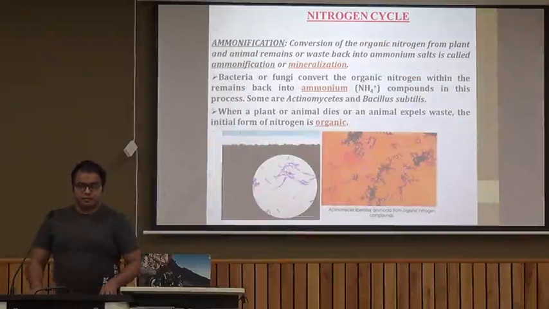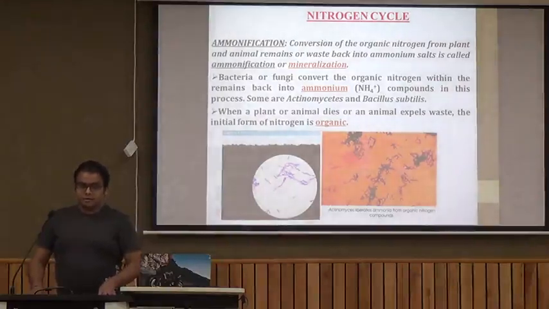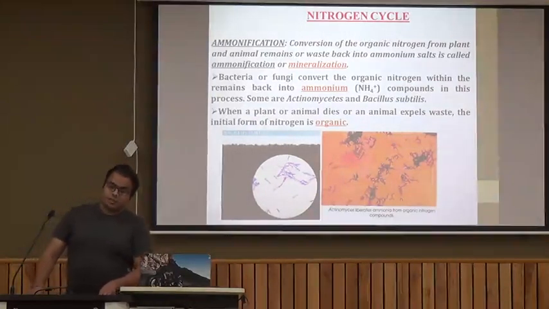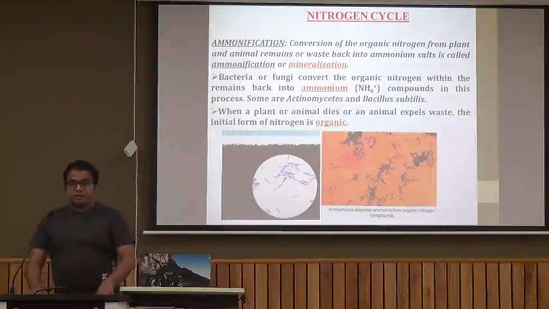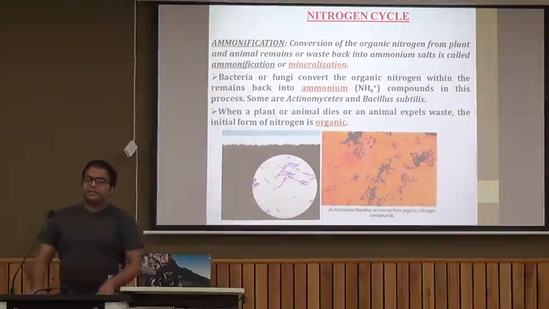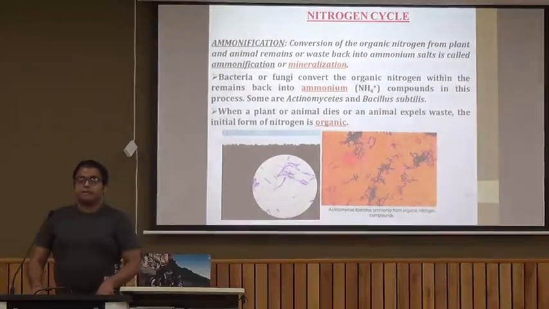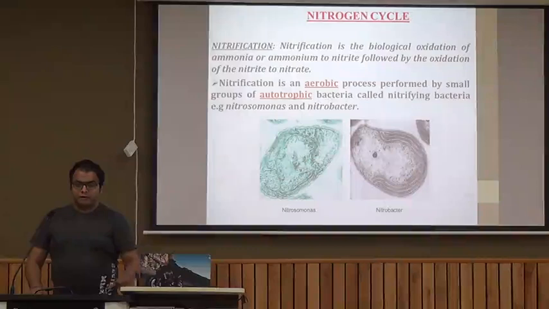Next step is ammonification. Now, in this step, the organic nitrogen from plant and animal remains or waste turns back into ammonium salts, and it is called ammonification or mineralization. This also involves bacteria and fungus which convert organic nitrogen within remains into ammonium compounds, and this involves bacteria, especially Actinomycetes and Bacillus subtilis, although many others are also involved. When a plant or animal dies or it expels waste, the initial form of nitrogen is organic, that is obtained from life form.